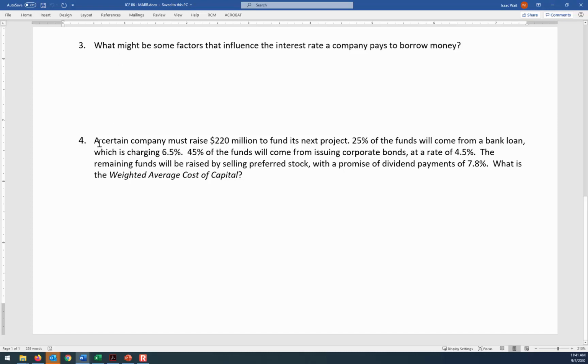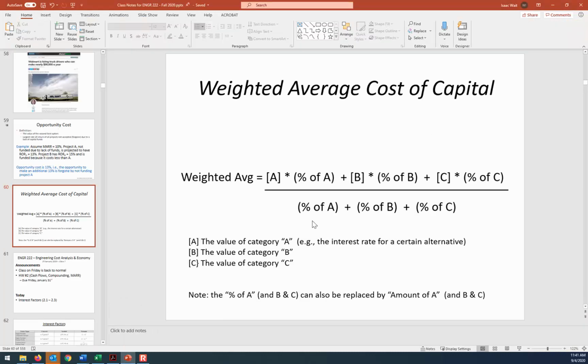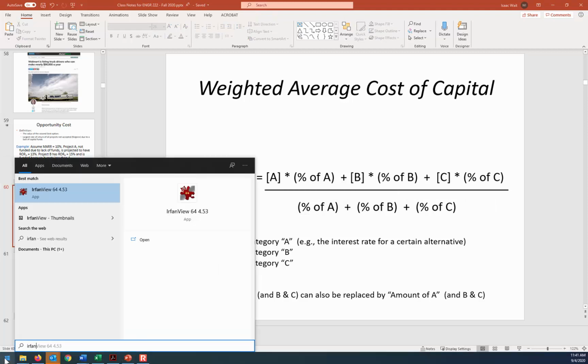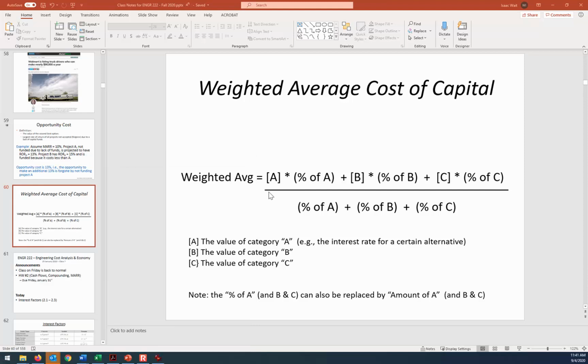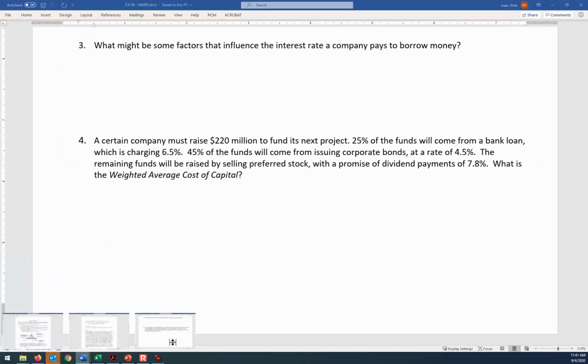And also try and solve this. I'm going to refer back to the formula that I showed you earlier. Okay, back to the in-class exercise. All right, so try and solve 3 and 4.